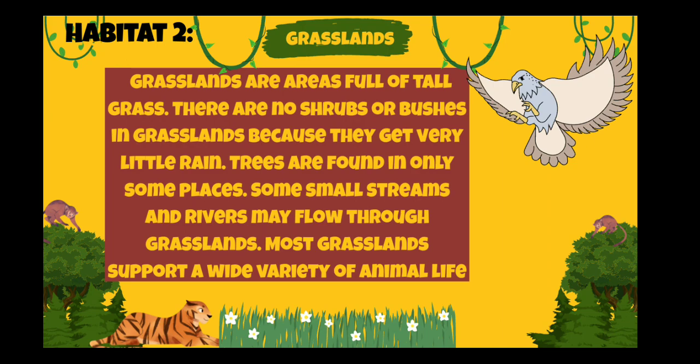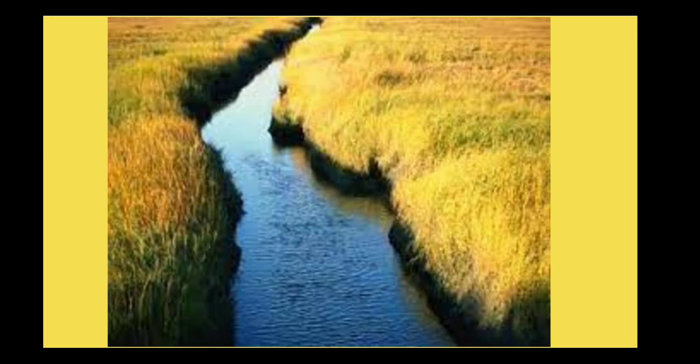Trees are found in only some places. Some small streams and rivers may flow through grasslands. Most grasslands support a wide variety of animal life. You can see that there is grass and a small stream flowing through the grass.